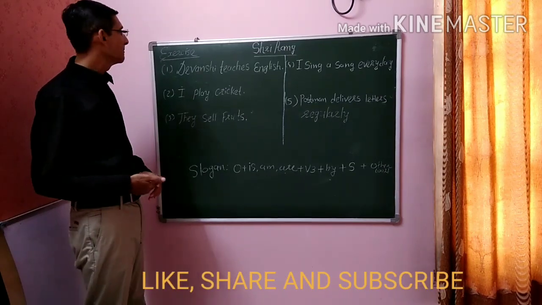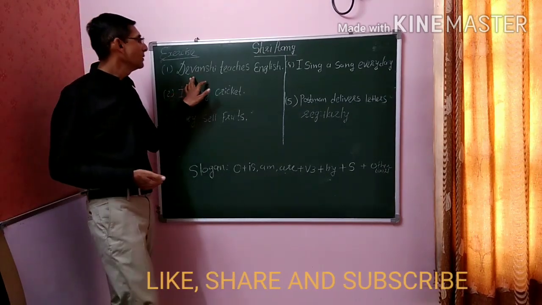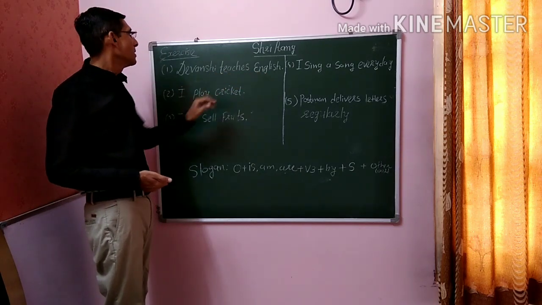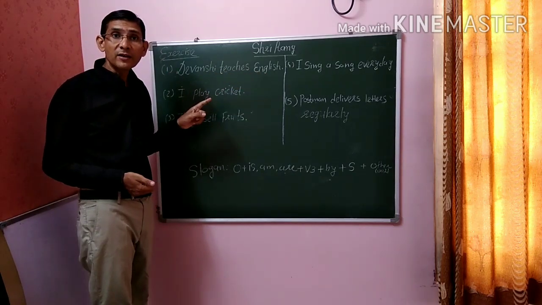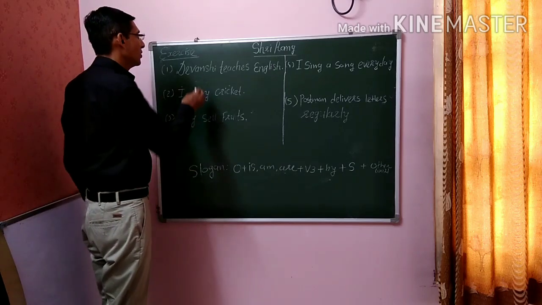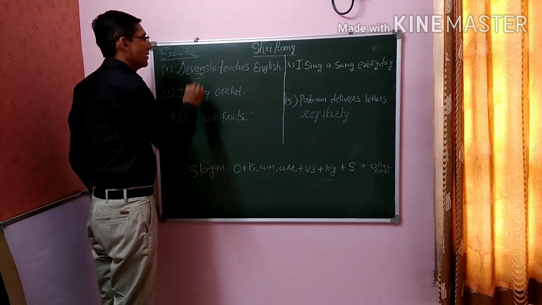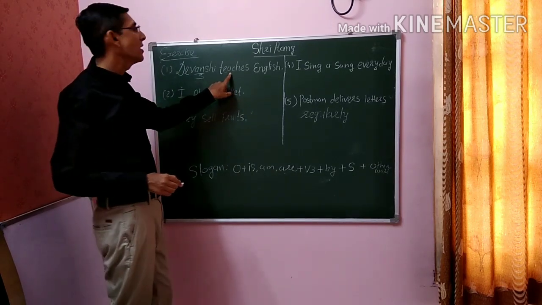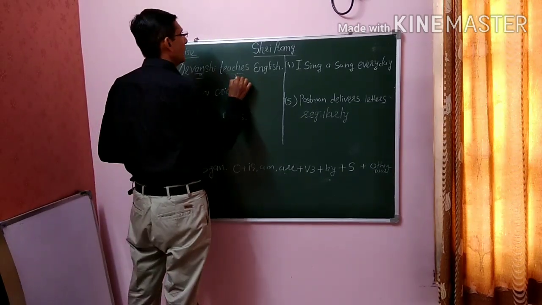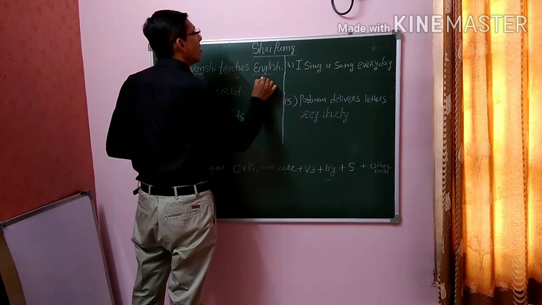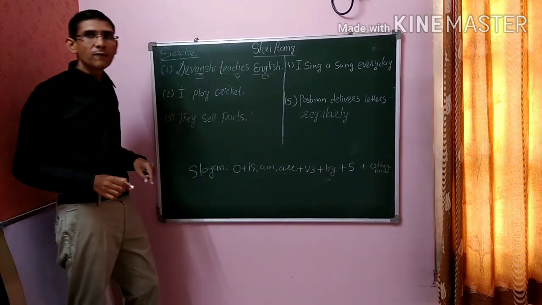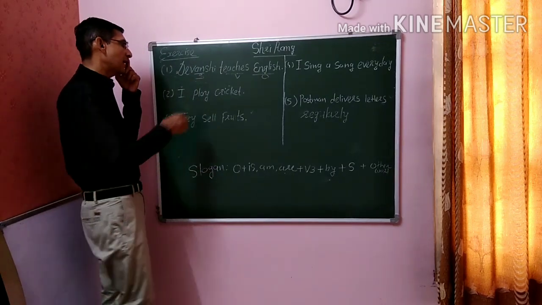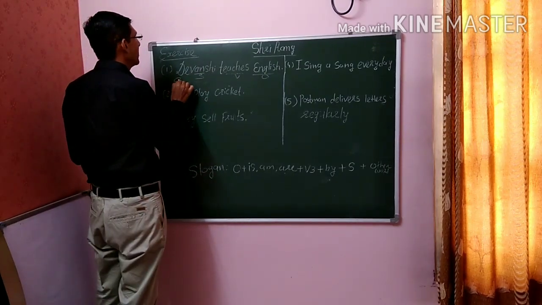Start the exercise. Here is the example. Devanshi teaches English. Find out the subject. The subject is Devanshi. Teaches is the verb because it's showing the action. And here English is the object. So follow this slogan. First we will put the object. Here the object is English, so English.